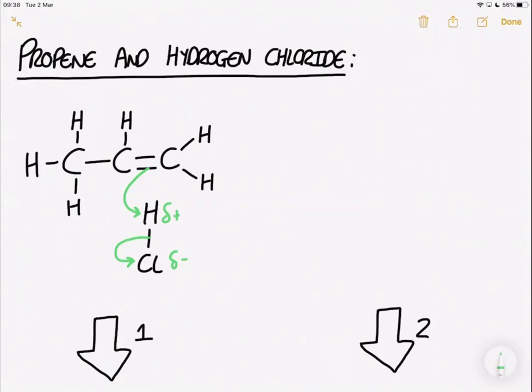However, because propene is asymmetrical, we basically have a divergent pathway. There's 2 ways this can now go, right? This first step of the mechanism doesn't suggest one way or the other, but there are now 2 ways it can go. So let's have a look at what those 2 ways are.